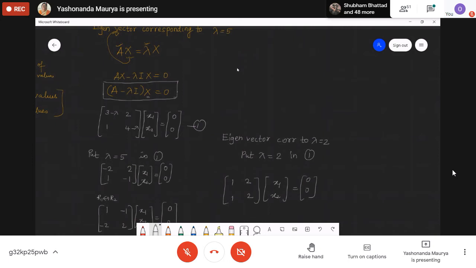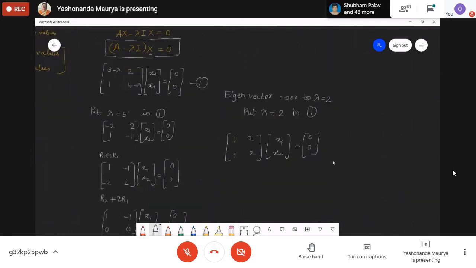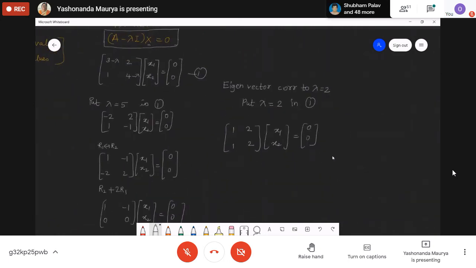Reduce the system to echelon form. What is the echelon form? We need to have any matrix. If you want to reduce it to the echelon form, we try to make everything below the diagonal entries 0. Other entries may be anything, but below the diagonal entries it should be all 0. That is the idea, and that is what we are trying.